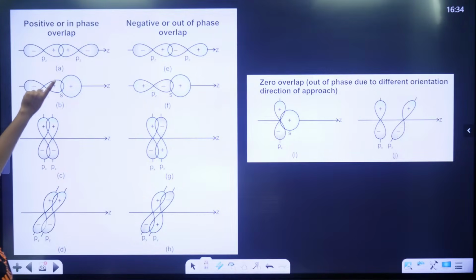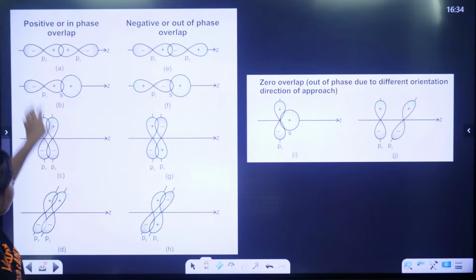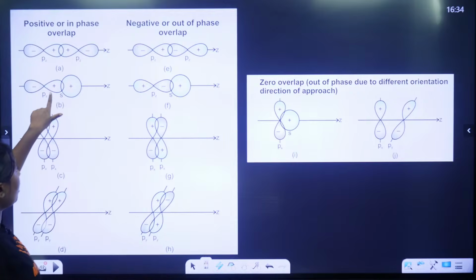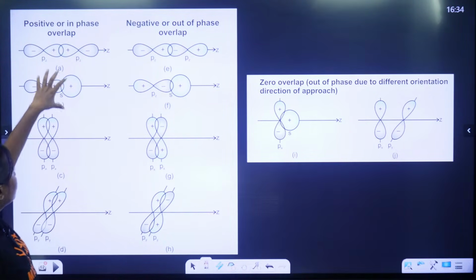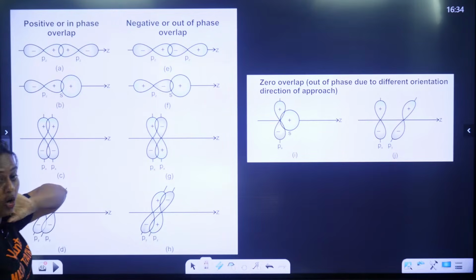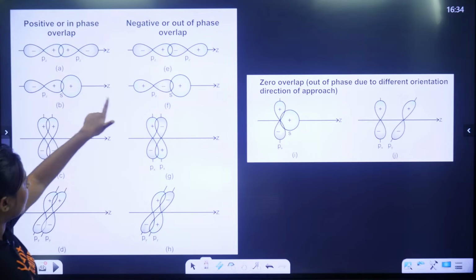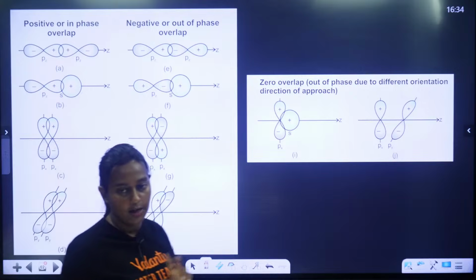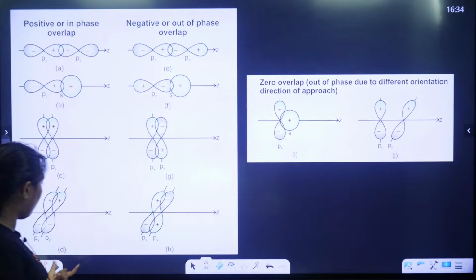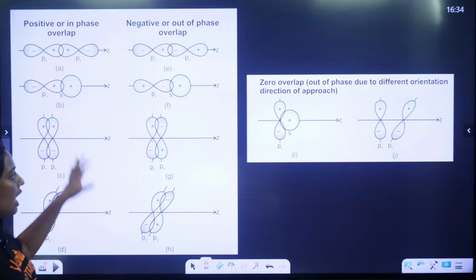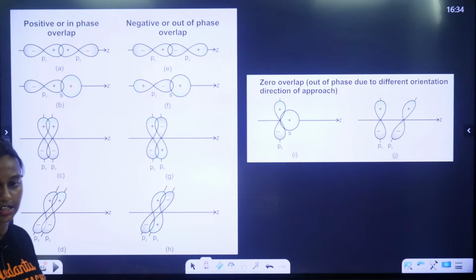Positive overlap you can see here: when you consider s, it is completely positive only. So s overlapping with the positive side of the p orbital is also positive. Negative means opposite signs overlap together, that is negative overlap. So here you can see positive overlap is the same side overlapping, and negative overlap is different sides overlapping.